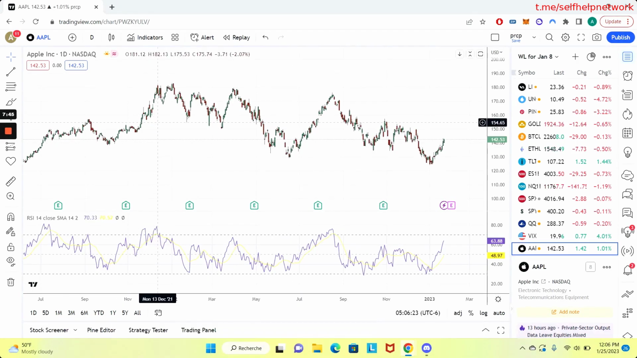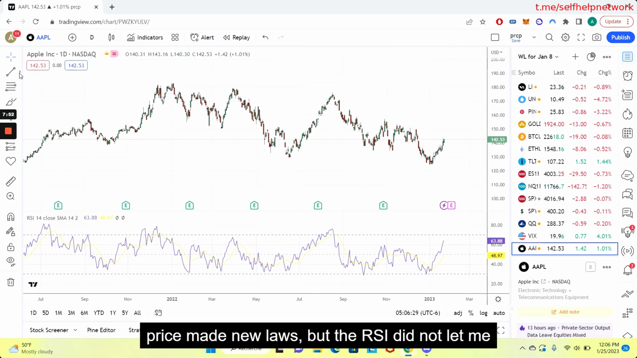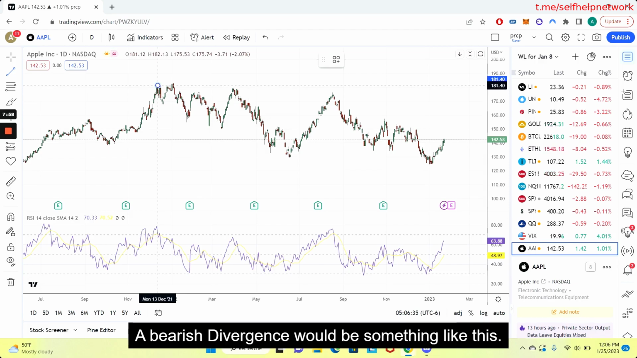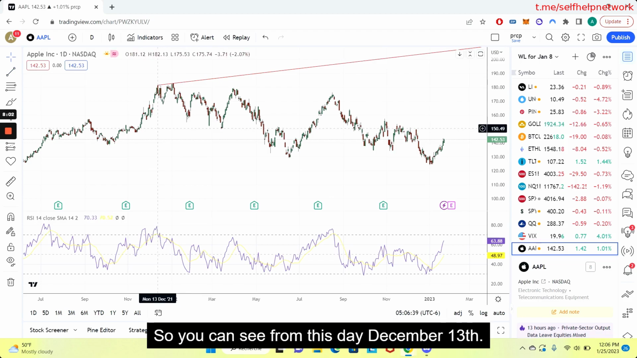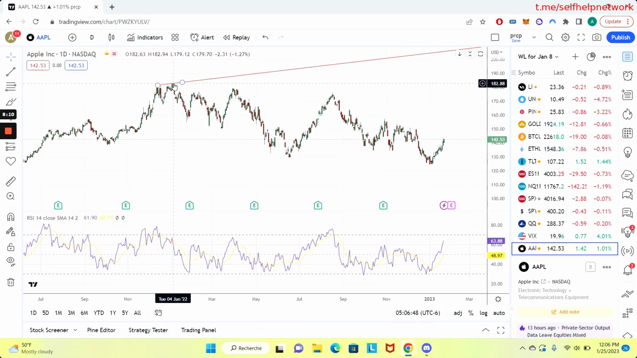You can see here. And this, so I just showed you bullish divergences when price made new lows, but the RSI did not. Let me show you a bearish divergence. A bearish divergence would be something like this. So you can see from this day, December 13th to January 4th of 2022, price made a new high, right?